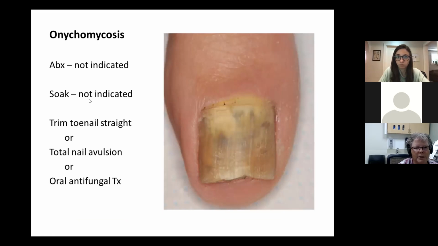Antibiotics are not indicated in this situation. Neither is soaking. Soaking's not going to change this. You want to keep the toenail trimmed straight across, or consider a total nail avulsion. Just take away the bad nail and let them grow a new one.